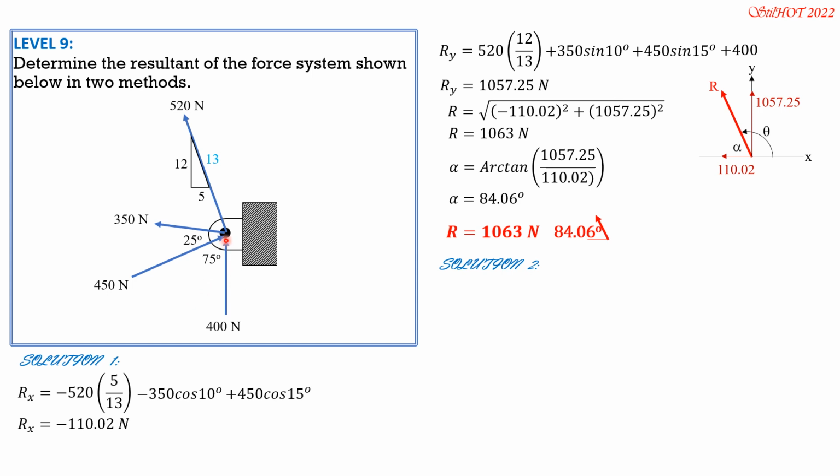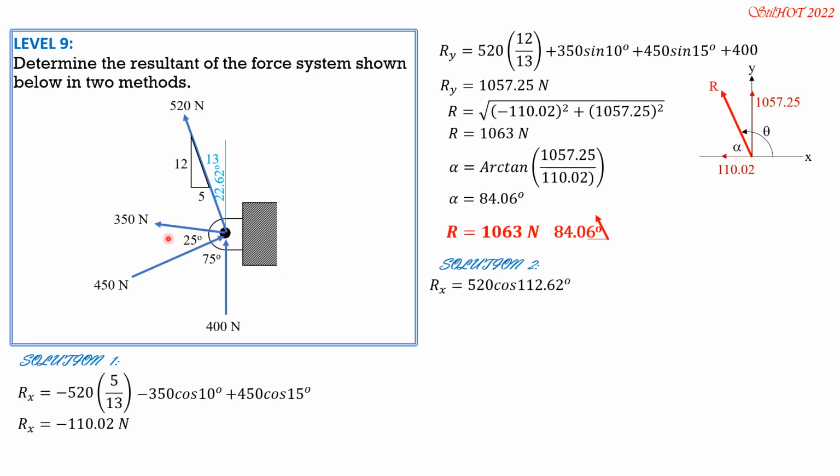sine anymore. So the angle that the 520 Newton force makes with the vertical is arctan of 5 over 12, inverse tangent of 5 over 12. This angle here is equal to this angle, so 22.62. Therefore, the angle that 520 makes with the positive x-axis is 90 plus 22.62, which is 112.62. So Rx is 520 cosine of 112.62.